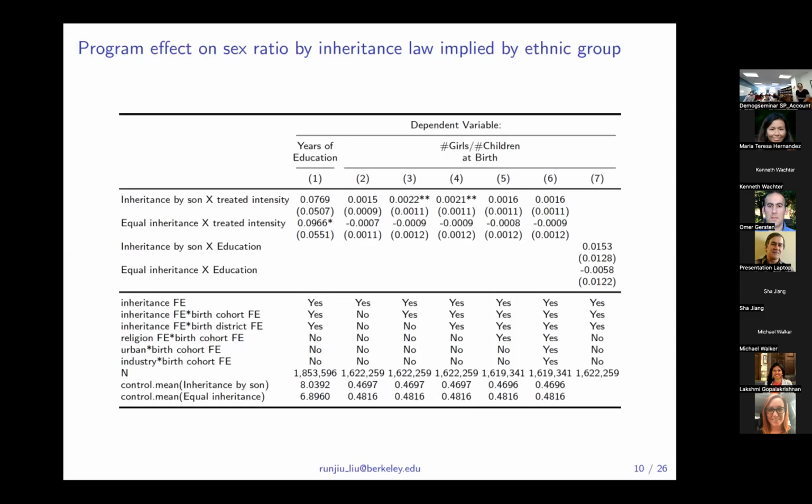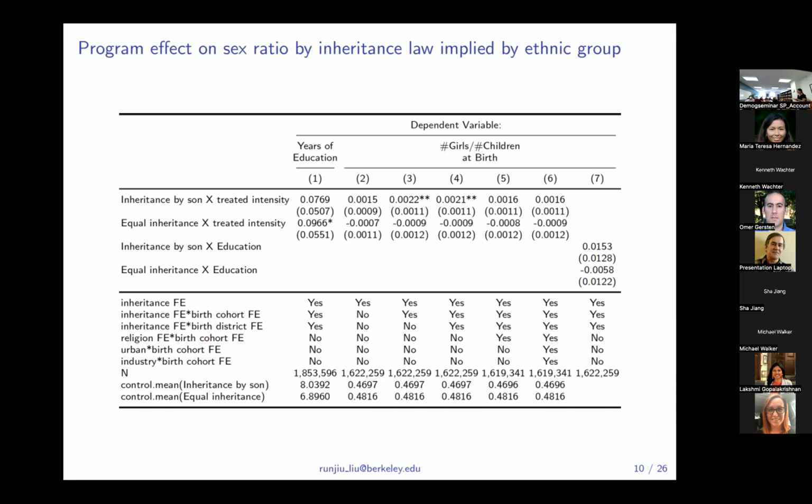In column 7, we see that the coefficient of education on sex ratio for the son inheritance group is economically large, however statistically insignificant. For the equal inheritance group, it is both statistically and economically insignificant. I would say the problem that these two coefficients are not significant is partially due to the insignificant first stage. Simply because the first stage is not strong enough, that prevents the IV approach from making sense.